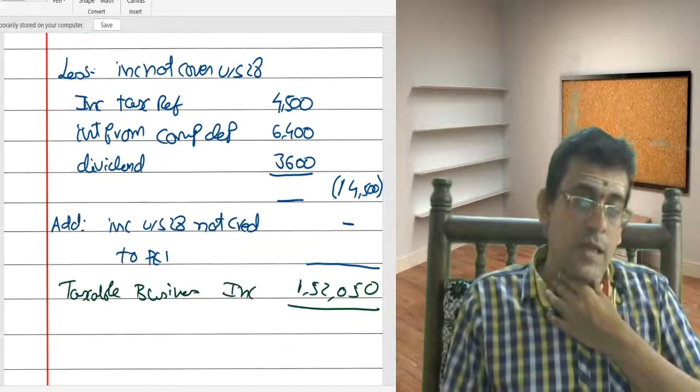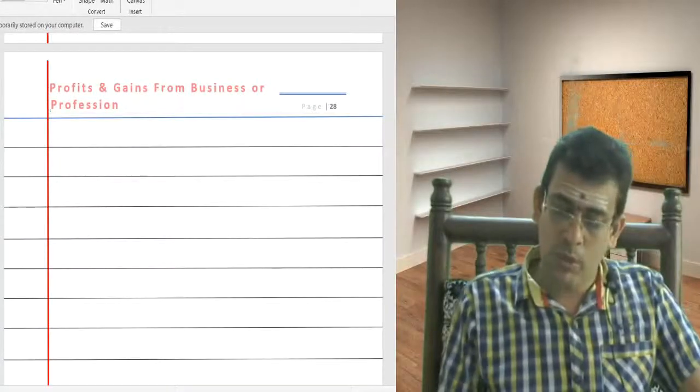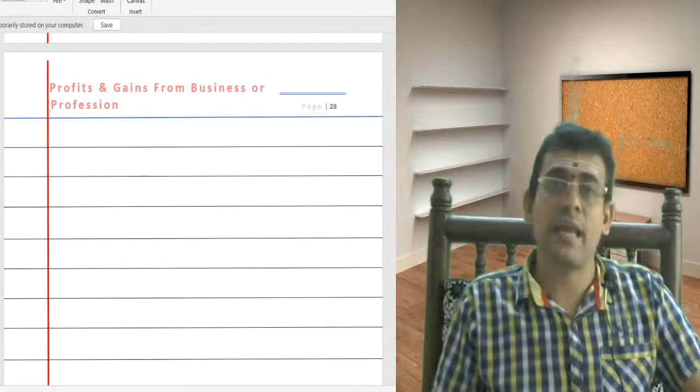So now, as we got clarity on how to compute, let us move on to your other disallowances, section 40A subsection 2.